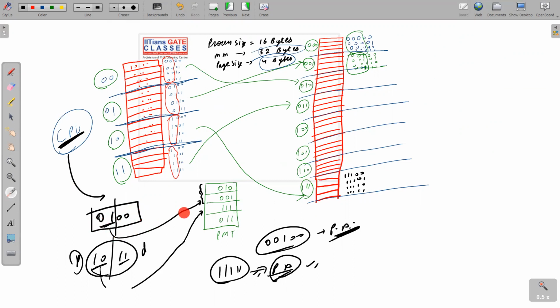This logical address will be divided into two parts, P and D. This P will help in locating which entry we have to access in the page map table, and after accessing the entry we will replace this P by the frame number, and this offset will be copy pasted as it is, and then we will get a physical address. From that we will access the main memory.